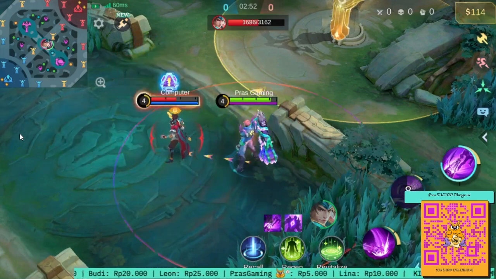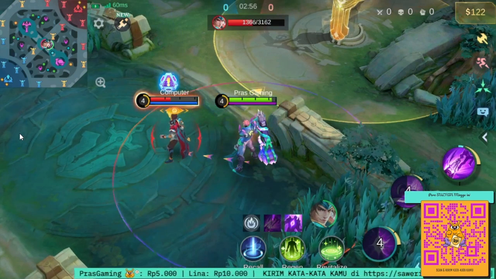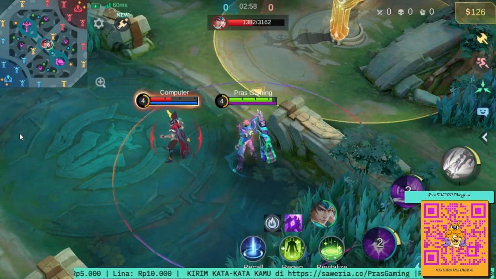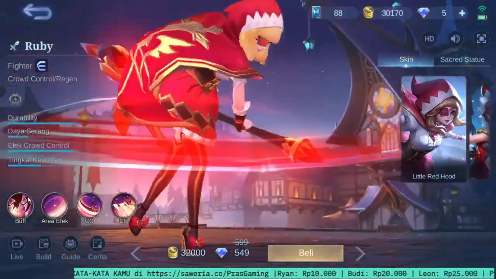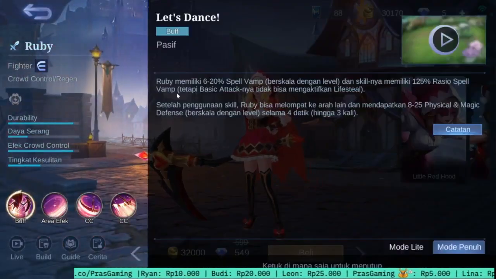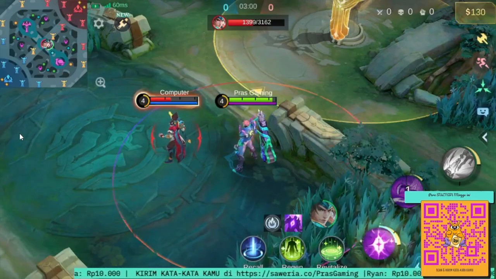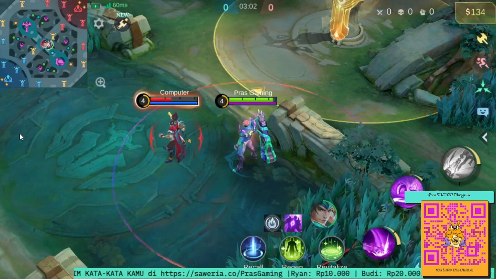This is not the actual damage that the enemy receives after the enemy's defense is reduced. The SpellVamp percentage comes from an item, emblem, or hero's passive, one example being Ruby. 2. The coefficient area. The coefficient area is the skill reduction for more than one target.